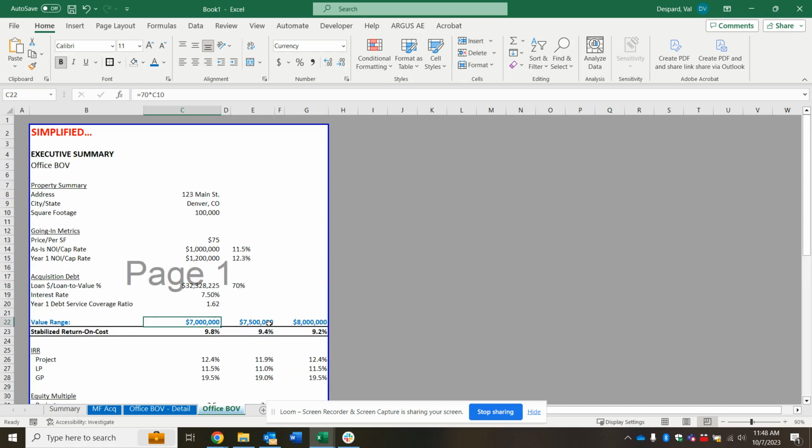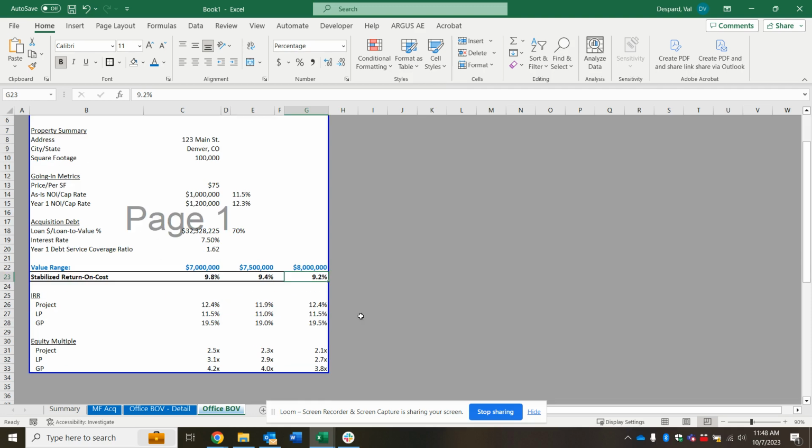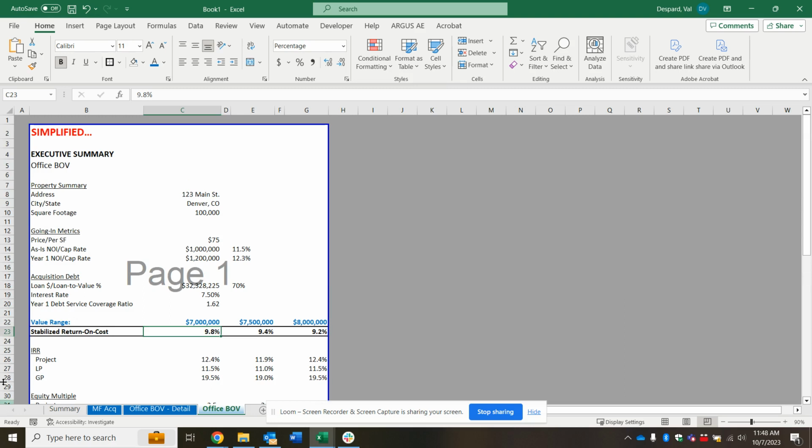Again, you have a price range, but you highlight a specific metric, in this case, return on cost. And maybe it's a different metric, but you've got IRRs here, equity multiples here. You're still showing some key metrics, but you're leading with the key metric. And maybe you put this at the top of the page.